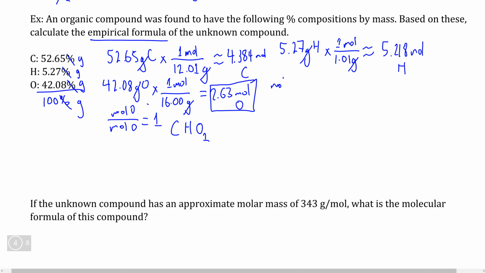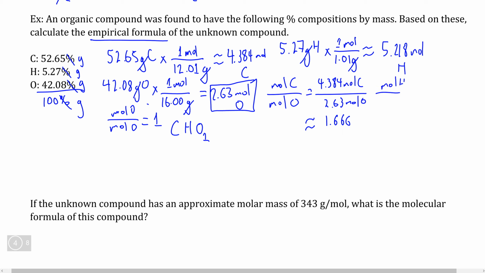So let's start by checking our moles of carbon over our moles of oxygen to find the ratio between the two, and that's equal to approximately 4.384 moles of carbon divided by 2.63 moles of oxygen. If you put this into your calculator, this number comes out to approximately 1.666, and there's a bunch of other decimals after this. Again, this is not a number that we can easily round up or down because it's not 1.9 or 1.1, so let's just hold on to this until we figure out hydrogen.